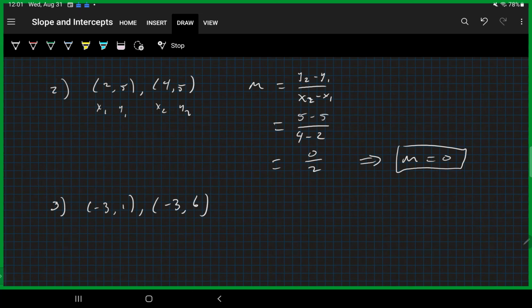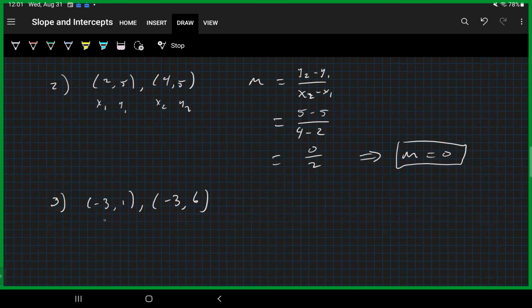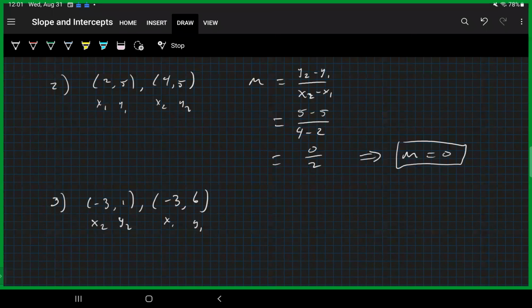So I'm going to look at the 2 pairs, -3, 1 and -3, 6. And just because I said it doesn't matter, I'm going to change the order in which I assign. So looking at these 2 values, I'm going to use my formula.